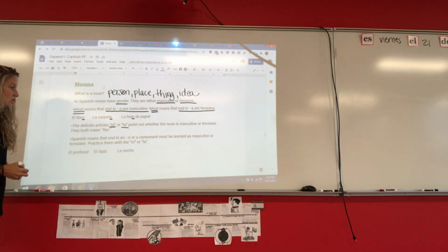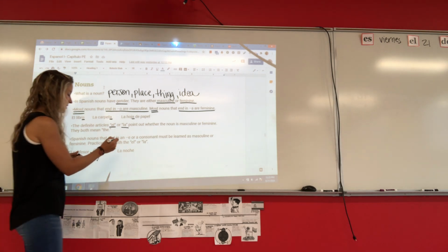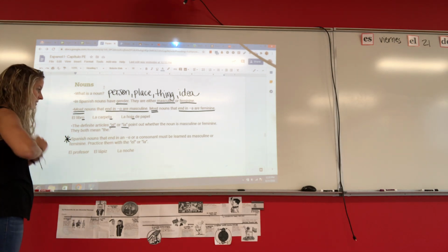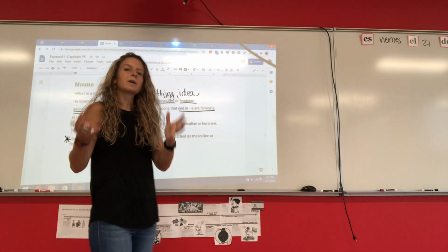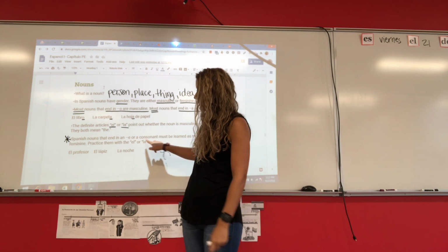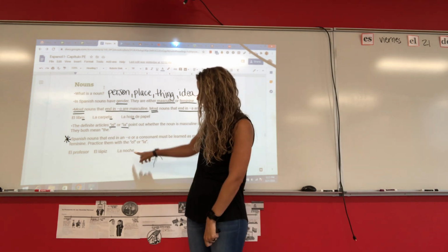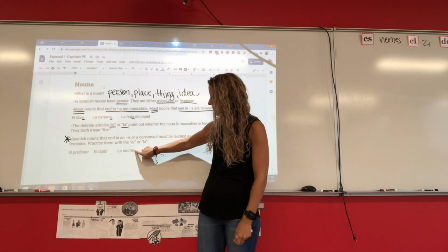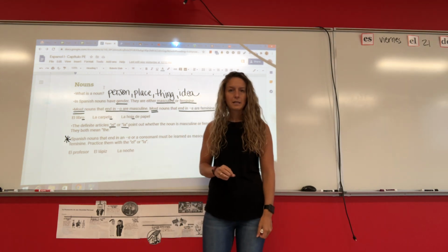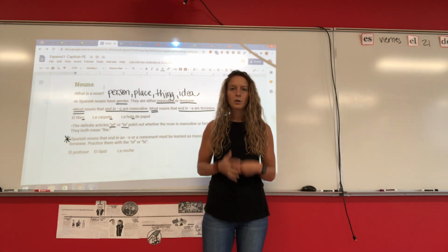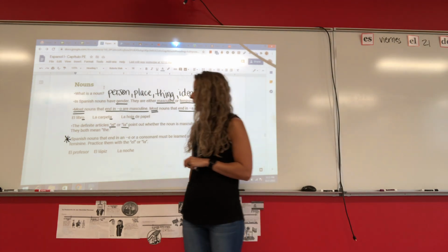Spanish nouns that end in an E or consonant have to be learned as masculine or feminine. So let's put a star by this or highlight that whole part because that's important. When you get a vocab list in the future, make sure that you pay attention to the el and the la, especially if that word ends in an E or a consonant, so not a vowel. If it ends in an E or a consonant, then we need to pay special attention. We should really practice all of our words with the el's and the la's. It'll save us a lot of heartache in the future.